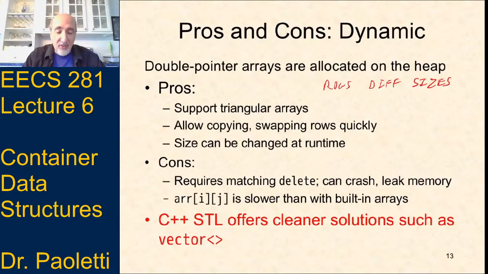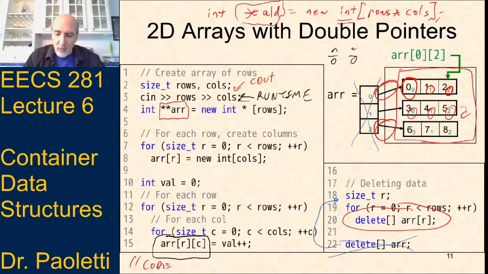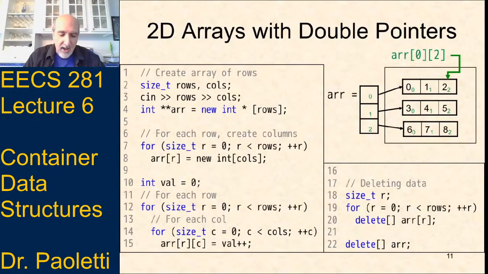Okay, and the size can be changed at runtime. It's not fixed; I can decide at runtime how big it is. The downside is we have to remember to write that matching delete. One thing I like to do is when I write code, as soon as I write this new, I go down and write that delete. And as soon as I write this loop, I write that loop, just to make sure that it doesn't get forgotten.